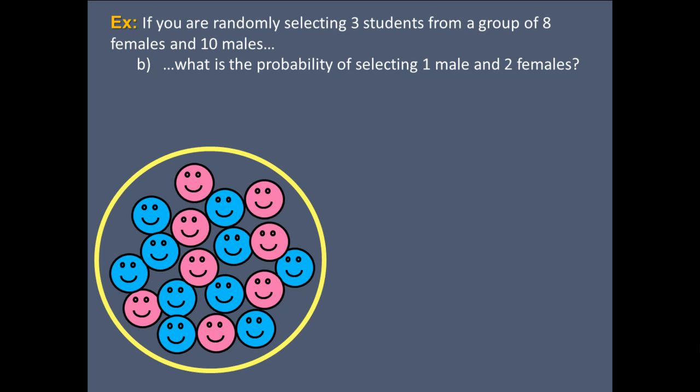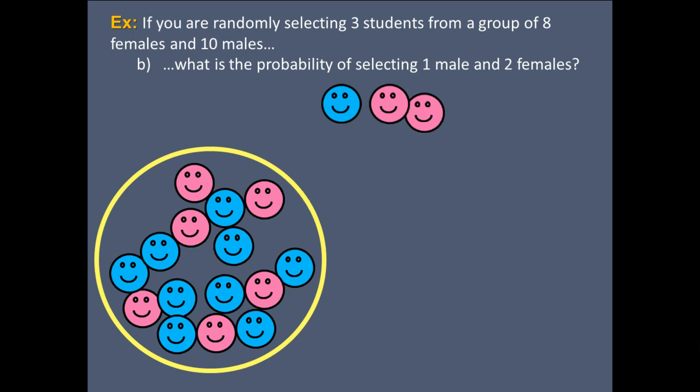In part B, we're asked what the probability of selecting one male and two females is. So what we have to think about here is when we dealt with the first part of this question, there was only one way that I could get three females. I had to get a female first, a female second, and a female third. Here, there are actually multiple different ways to get one male and two females.